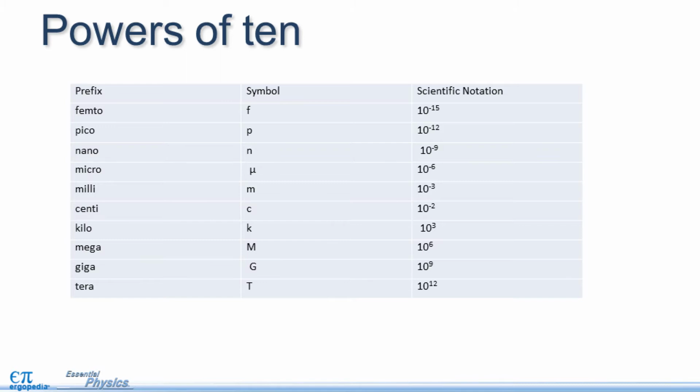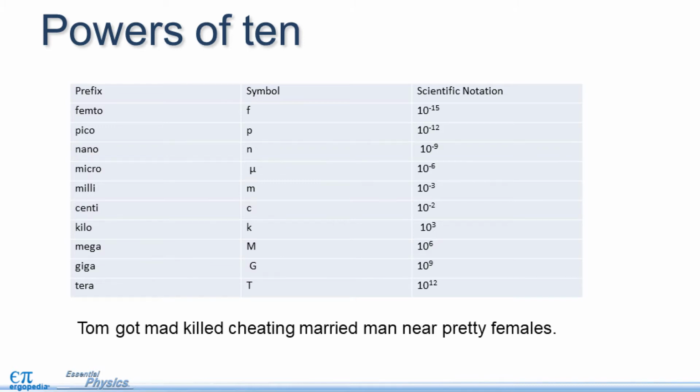Now there's a mnemonic which will help us to learn how to remember the order of these powers of 10. So here's the mnemonic. Tom got mad, killed cheating married man near pretty females. I didn't come up with this. My students from long ago invented this. If you want to come up with something different, by all means do so. So Tom is for tera, got giga, mad is mega, and so on all the way down to femto. So all you need to remember is Tom got mad, killed cheating married men near pretty females, and remember that everything goes by threes, and you'll have it down pat.